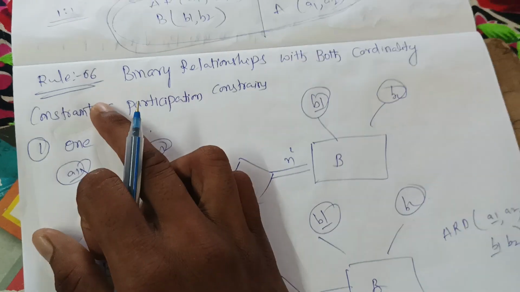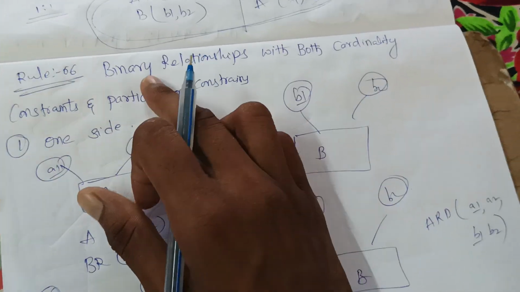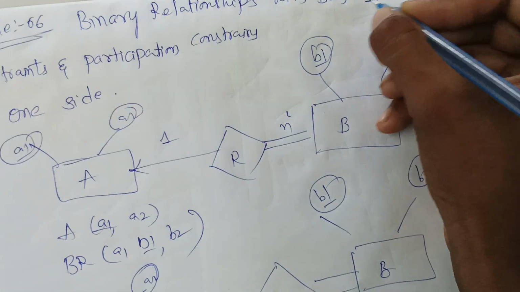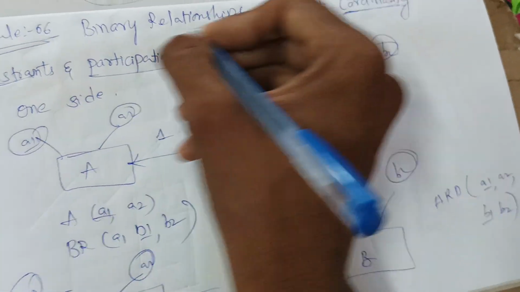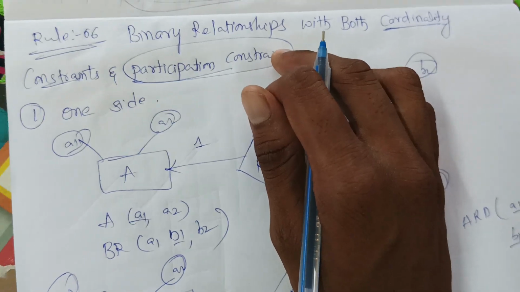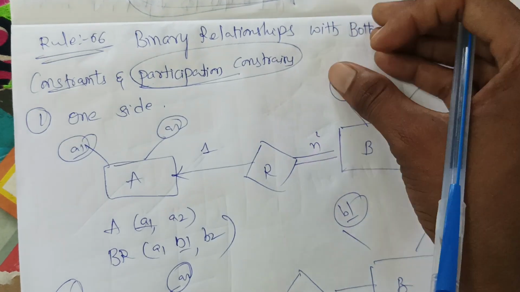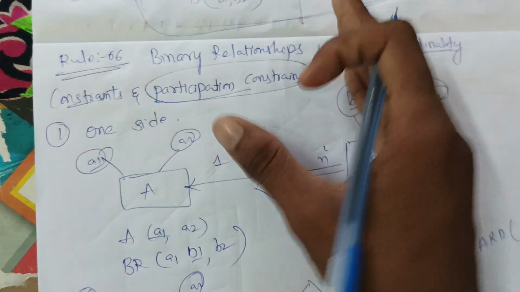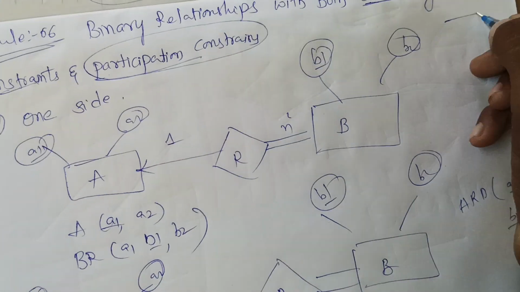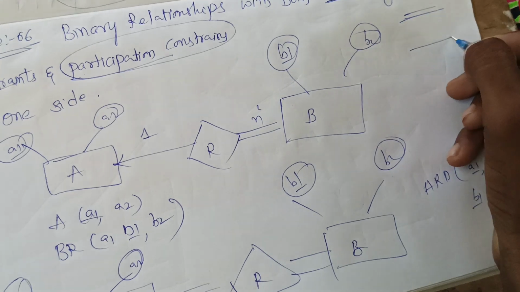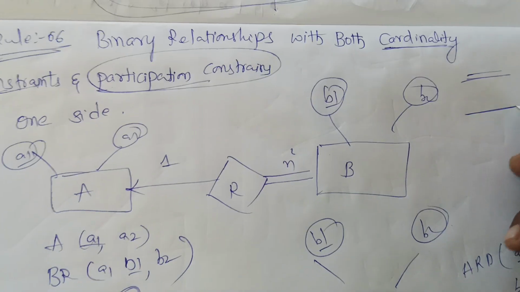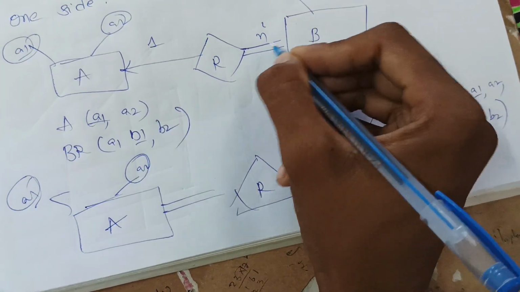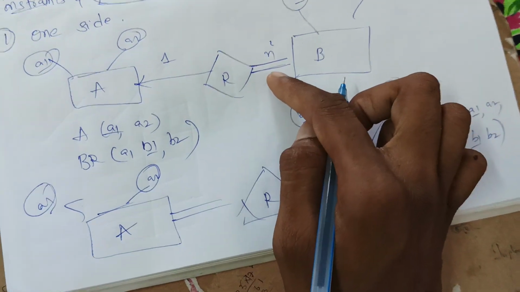Next, rule number 6, last and important rule, that is binary relationship with both cardinality and participation constraints. We know that cardinality ratio తెలుస్తుంది, participation constraints అంటే ఏంటో తెలియదు. పార్టిసిపేటరీ కాన్స్ట్రైంట్స్ అంటే రిలేషన్షిప్ ఇన్స్టాన్స్లో ఆ ఎంటిటీ ఎలా పార్టిసిపేట్ అవుతుంది, టోటల్గా అవుతుందా, పార్షియల్గా అవుతుందా. టోటల్ పార్టిసిపేషన్ అంటే డబల్ లైన్, పార్షియల్ పార్టిసిపేషన్ అంటే సింగిల్ లైన్ అని మనకు తెలుసు. ఫర్ ఎగ్జాంపుల్ ఐ హ్యావ్ టు టేక్ దిస్ ఎగ్జాంపుల్ యాజ్ 1 సైడ్. ఇది టోటల్ పార్టిసిపేషన్, ఓన్లీ 1 సైడ్ టోటల్ పార్టిసిపేషన్ ఉందన్నాడు.